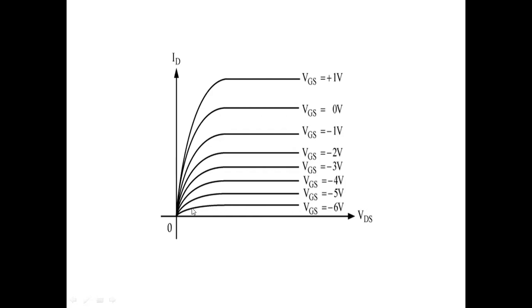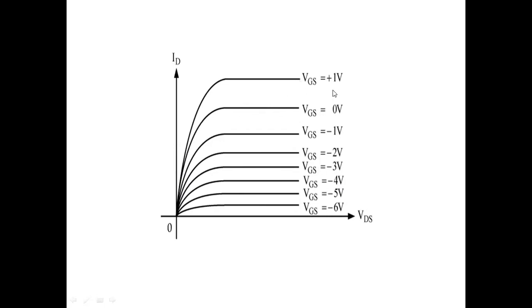Hence its conductivity is less. That means ID is very less. As the negative VGS voltage decreases, its conductivity increases. This curve shows the increased conductivity. When VGS is zero, it goes to the maximum value compared with these negative values, and up to this point it operates in the depletion mode.